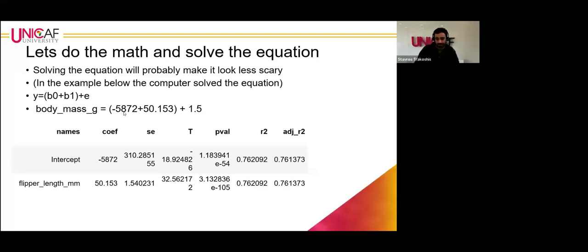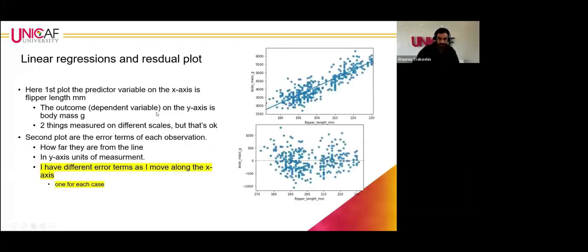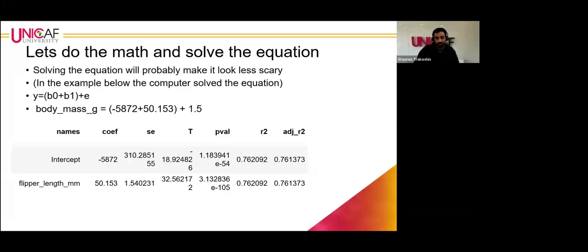So if I start from 0 and count all the way to my first observation, which is around 160 millimeters of flipper length, I will do 160 times this number. And for every observation that I have, it can be 1.5 grams of either above or below. So this is the error.